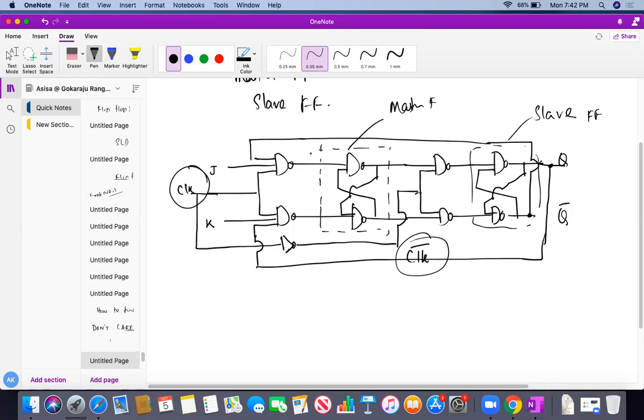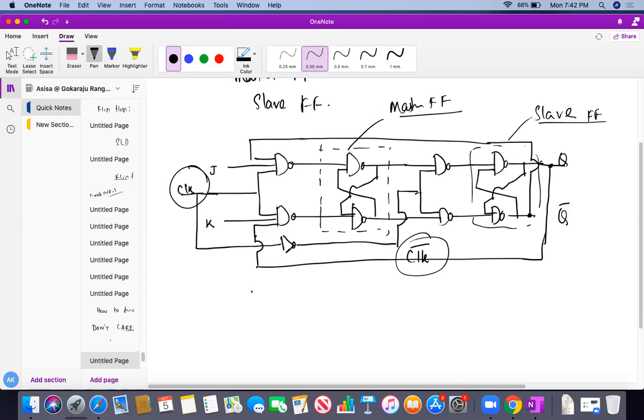These are actually NOT operations. So this clock is actually controlling. This is my master flip-flop, and here is the slave flip-flop. So this will eradicate our racing condition. So what is the racing condition? Every time there is a 1 0 1 0 1 0 toggling of the output.